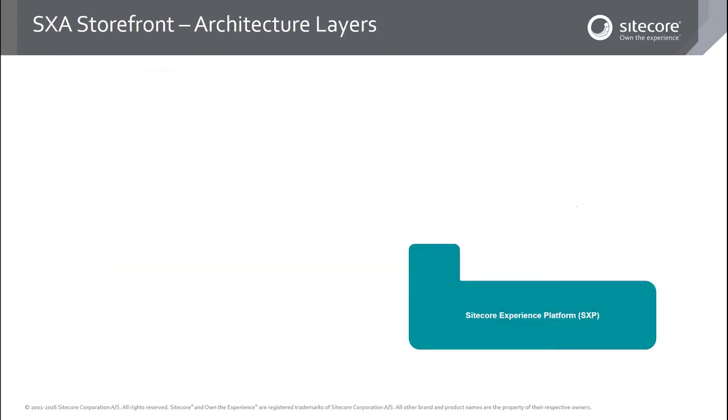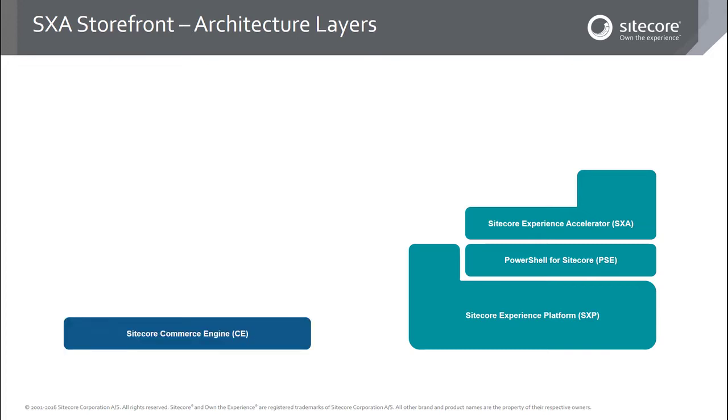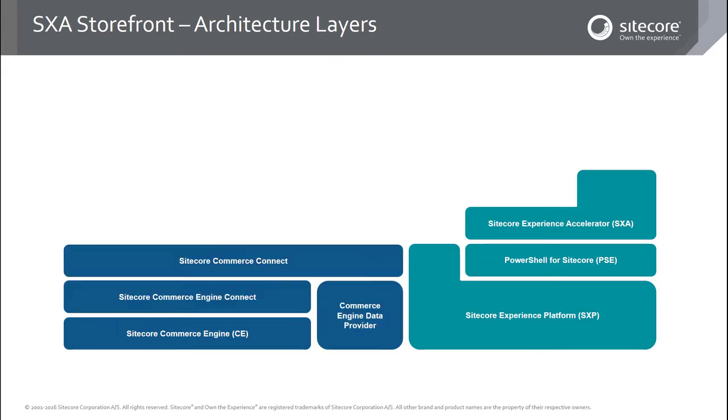So if we take a look at the architecture, we start off with the Sitecore Experience Platform over on the right here. And then we introduce Sitecore Experience Accelerator, the module this is all built on. Now that heavily leverages PowerShell for Sitecore. And after we introduce this, next you can see comes in the Sitecore Commerce Engine itself. This is the .NET Core application I mentioned previously. On top of that, we then introduce Sitecore Commerce Connect. This is the abstraction layer that allows all the other pieces of the architecture to communicate with the engine.